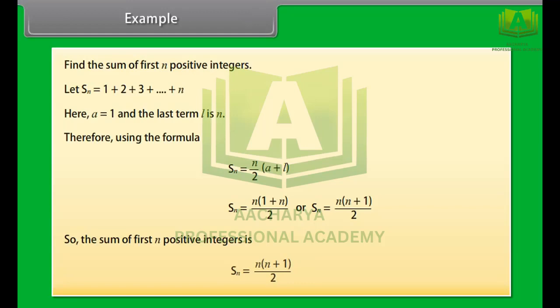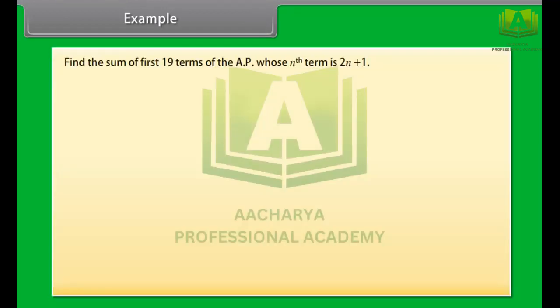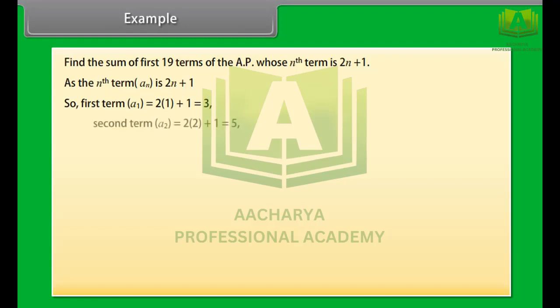So, the sum of first n positive integers is Sn is equal to n into (n plus 1) whole upon 2. Find the sum of first 19 terms of the AP whose nth term is 2n plus 1. As the nth term an is 2n plus 1, the first term a1 is equal to 2 into 1 plus 1, which is 3. Second term a2 is equal to 2 into 2 plus 1, which is 5, and so on, and the 19th term is equal to 2 into 19 plus 1, which is equal to 39.